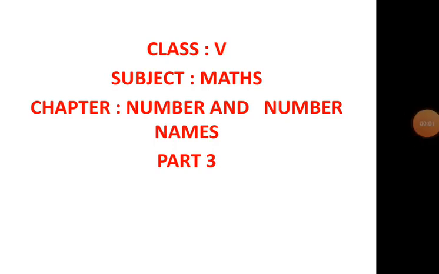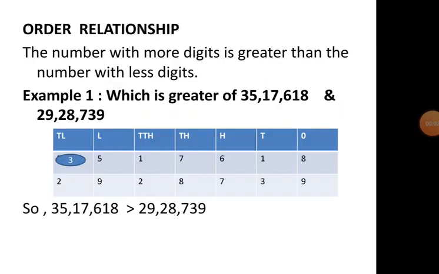Students, we will start now order relationship. The number with more digits is greater than the number with fewer digits. This we got in our previous videos when we discussed greater or smaller numbers. For example, 500 and 50: 500 has more digits, so the number with more digits is greater than the number with fewer digits.